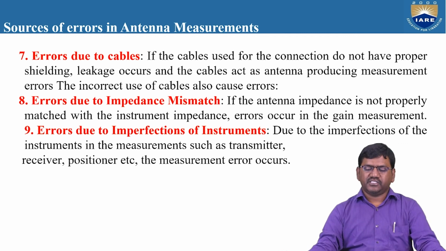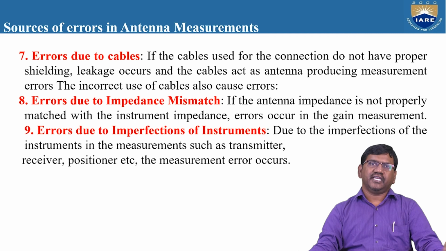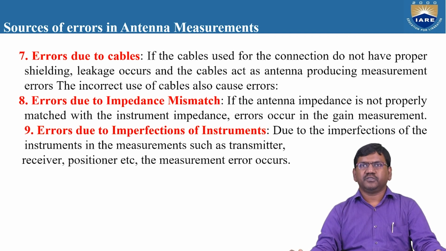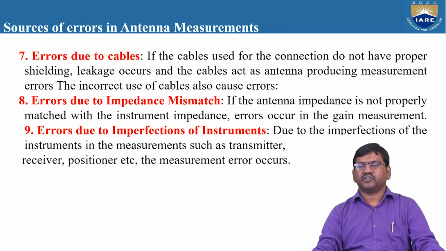Errors due to imperfections of the instruments. The last one is errors due to the imperfections of the instruments. Due to imperfections of the instruments used in the measurements, such as transmitter, receiver, and positioner, measurement errors occur. Whenever we are going to design an antenna, according to the application, we need to design the instrument exactly and perfectly. Sometimes we design the antenna perfectly, but the instrument that we are going to measure with may not work properly. So there may be some measurement error problems from the instrument point of view also.